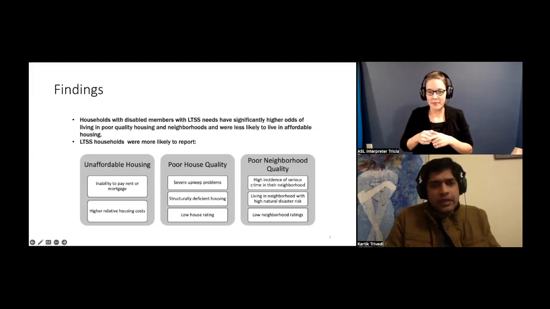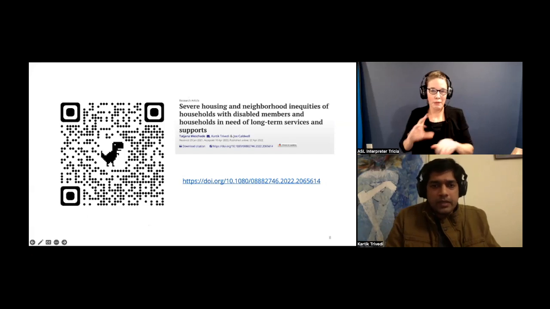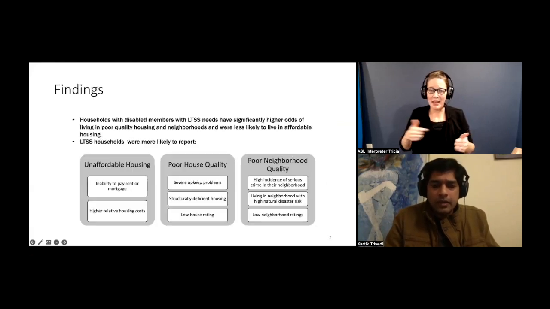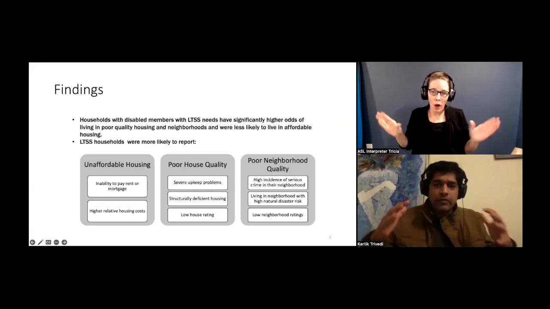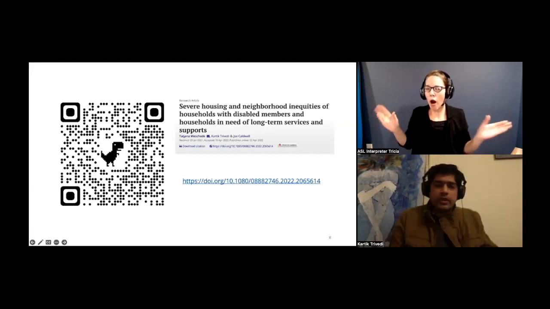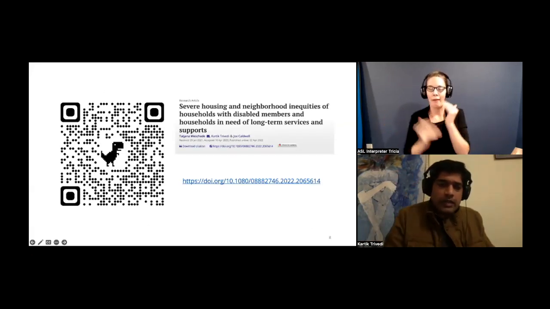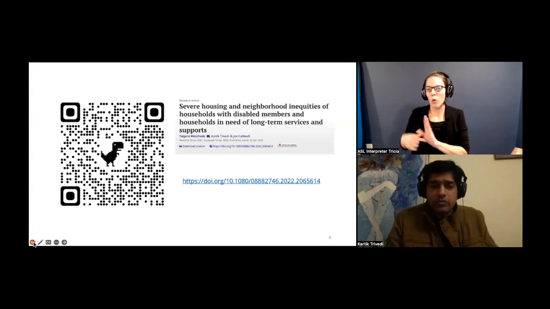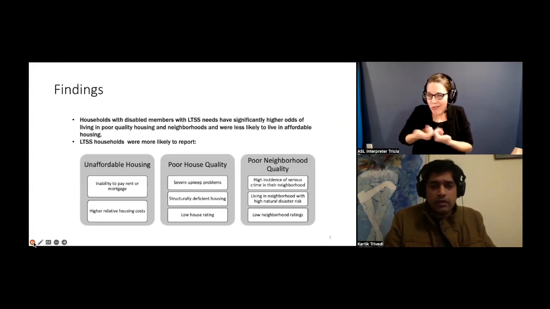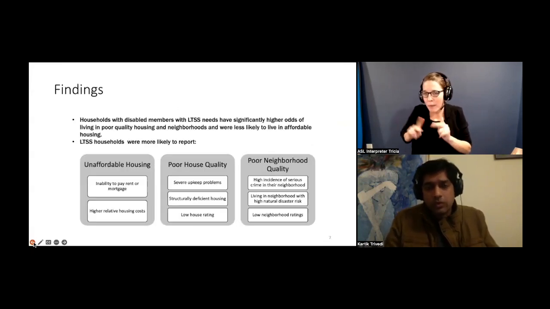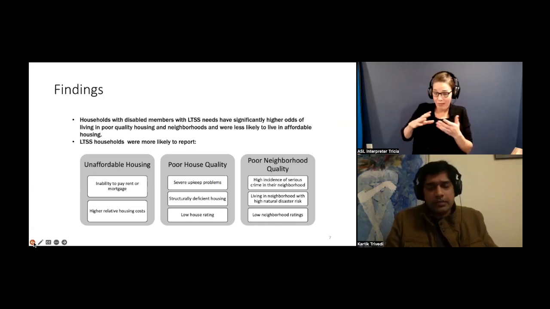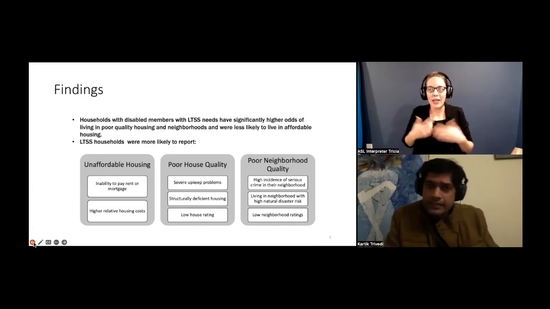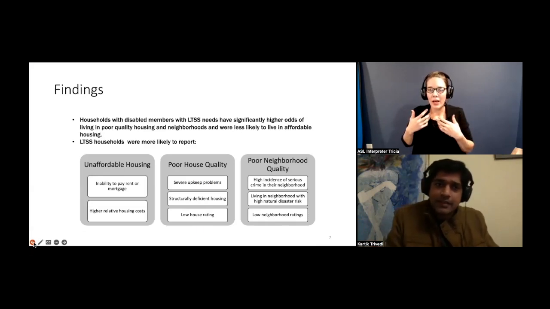This is a great setup because I'd be talking broadly about the macro, about what housing inequities are out there, and then we will have case studies and then the policies. So my first presentation would orient you to what are the challenges of housing for households with people with LTSS needs. And I don't want to keep you in suspense. So here are the findings.